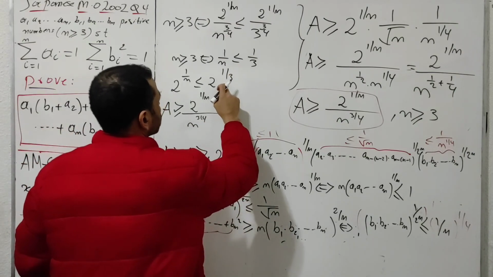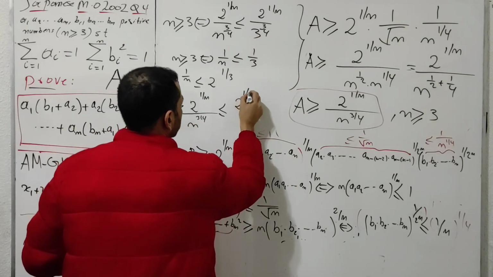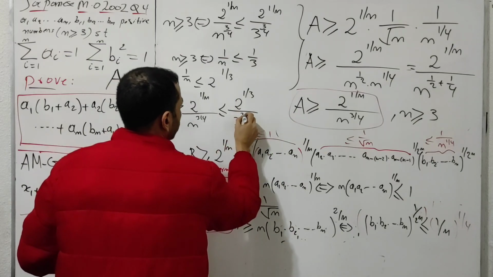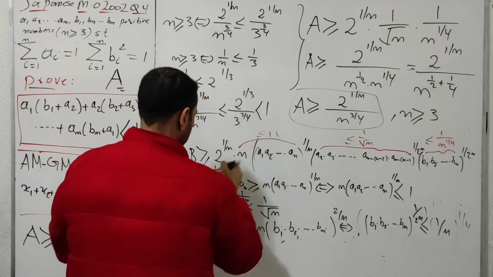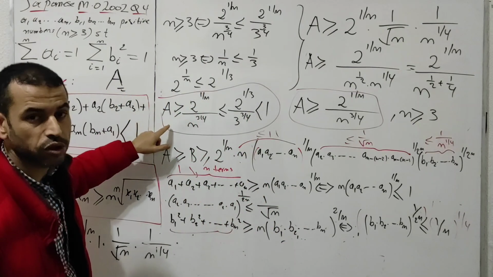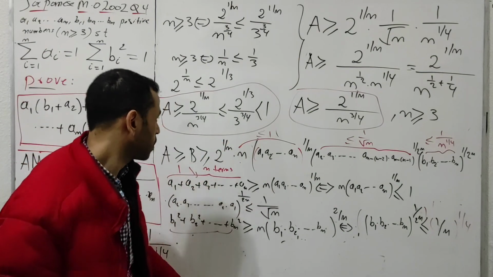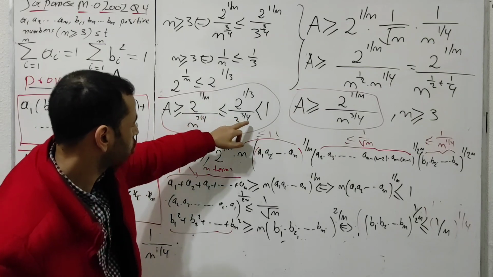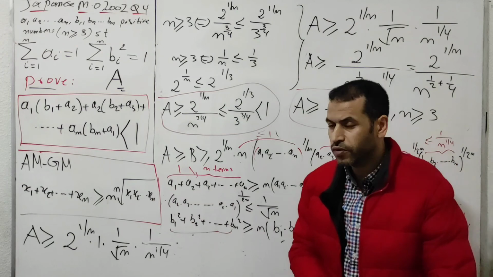I'm going to multiply this one by this one. I will get 2 to the 1 over 3 divided by 3 to the 3 over 4. This term is strictly inferior than 1. Okay, by assumption capital A is supposed to be superior or equal to 1, but at the end of the term we found this term is strictly inferior than 1, which is a big contradiction. Okay, we have proven this one.